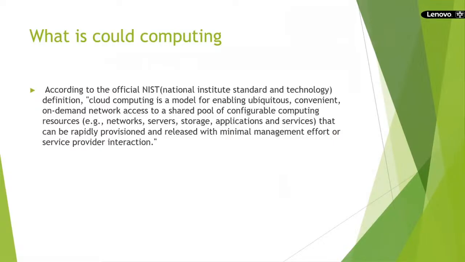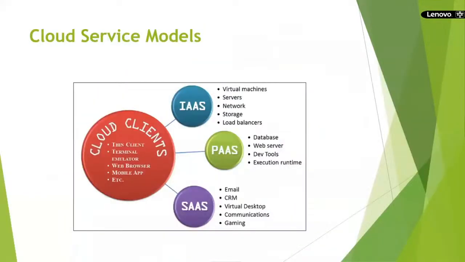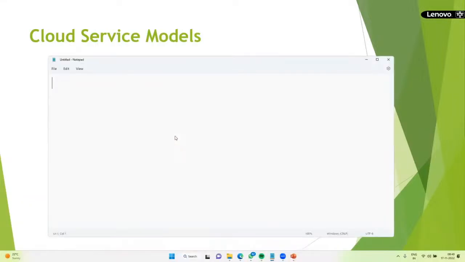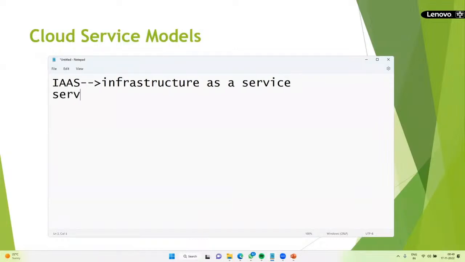Next, in the cloud we have three types of services, guys: IaaS, PaaS, SaaS. Based on your business requirement, you can choose which cloud service model is required. First, infrastructure as a service. What all comes under infrastructure? Server, storage, network, database, load balancer. These all come under infrastructure as a service.